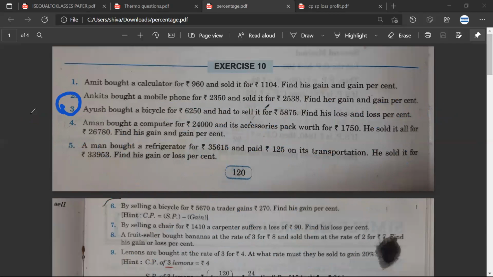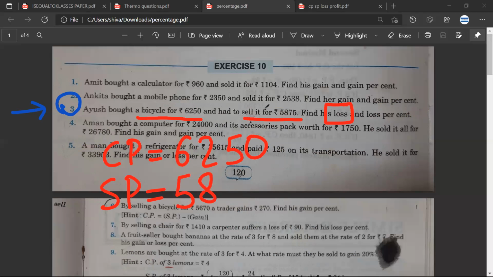Mr. Sarthak, question number 3. So in question number 3, the loss will be 375 rupees. Shabash. And the loss in percent will be 375 upon 6,250 into 100. Shabash.